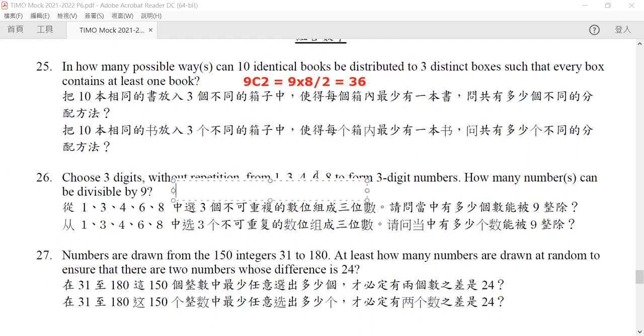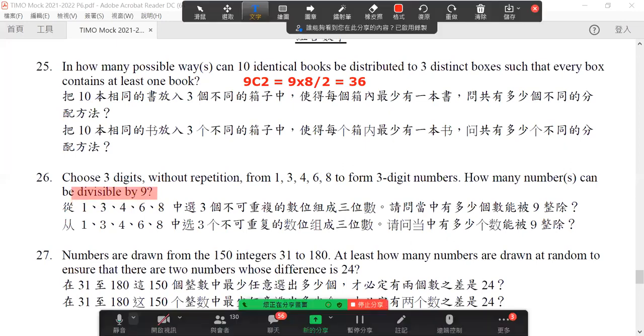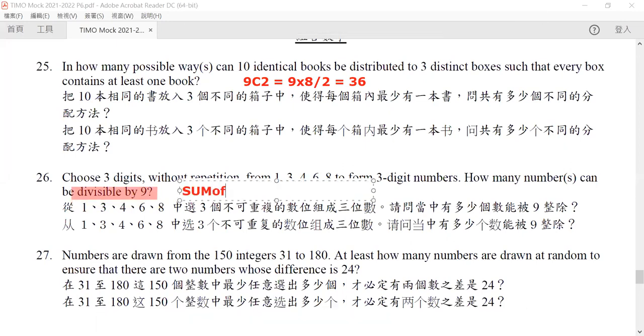For question 26, choose 3 digits without repetition to form a 3-digit number. How many numbers can be divided by 9? In order for it to be divisible by 9, the sum of the digits must also be divisible by 9. So let us find out how many numbers we can find that are divisible by 9. It's not that much.